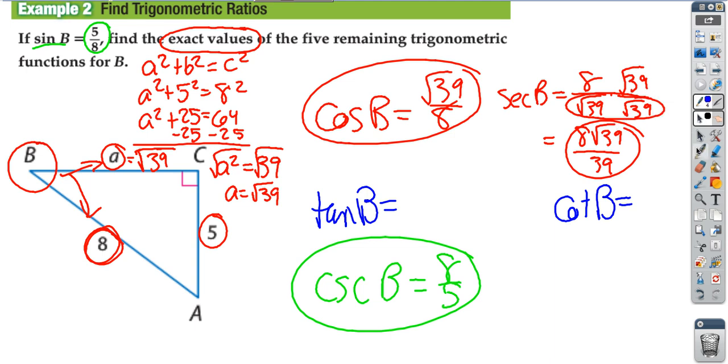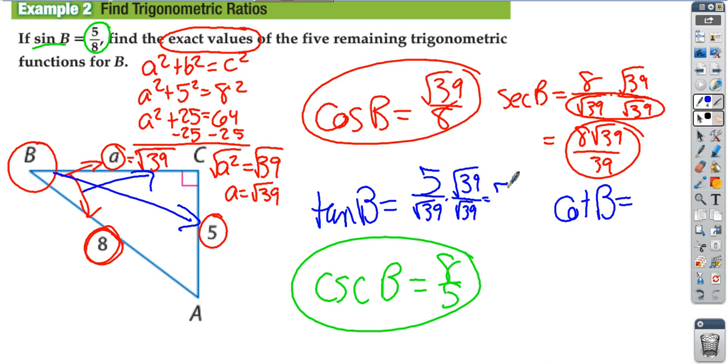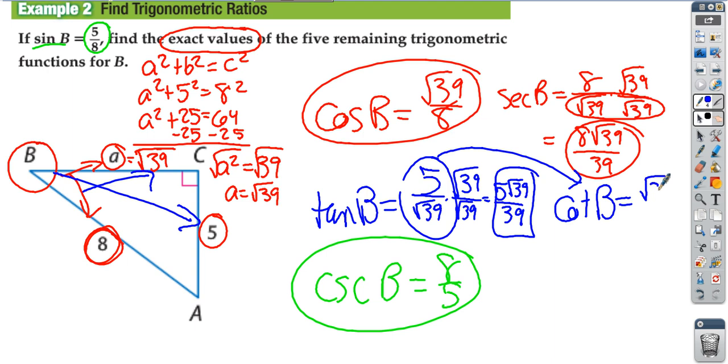And then the last one would be tangent. Tangent is opposite over adjacent. So here is opposite, and there is adjacent. So that's going to be 5 over radical 39. And again, if we rationalize that right there, we would end up with 5 radical 39 over 39. That's tangent. And for cotangent, we can just flip this over. That way we don't have to rationalize it again. So that's going to be radical 39 over 5.